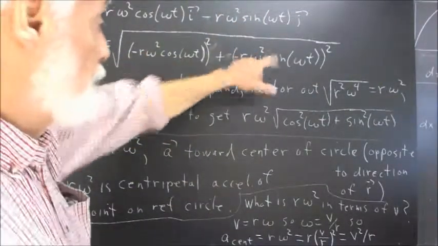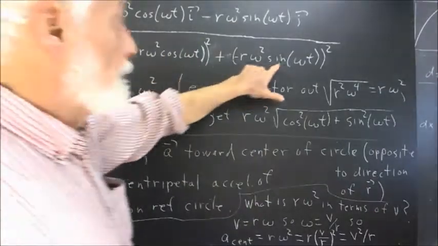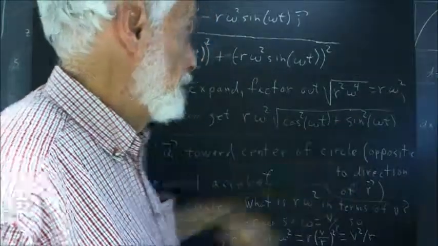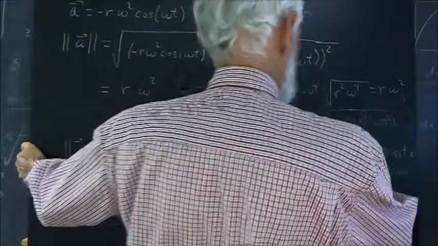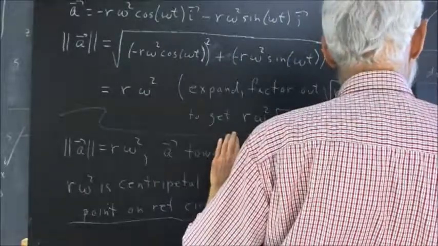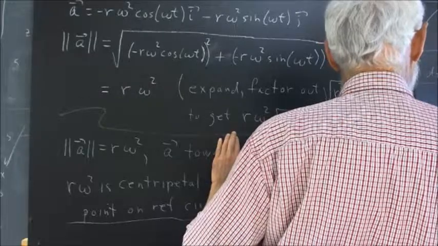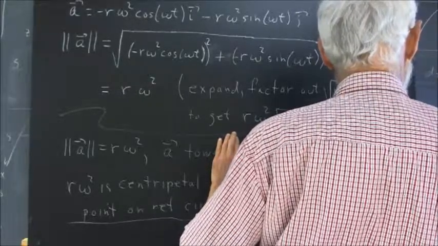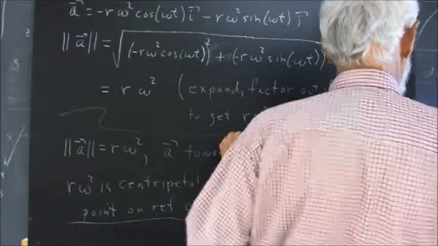The rest of what you've got under here is just going to be cosine squared of omega t plus sine squared of omega t. I've written that down here, and that's equal to 1. So I guess I could insert here that equals, a little trouble writing an omega over here, okay? So that equals r omega squared.